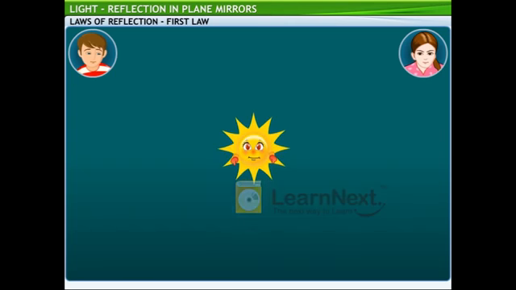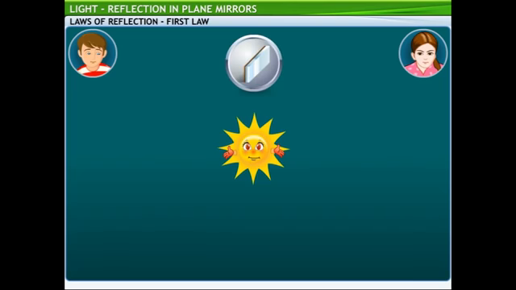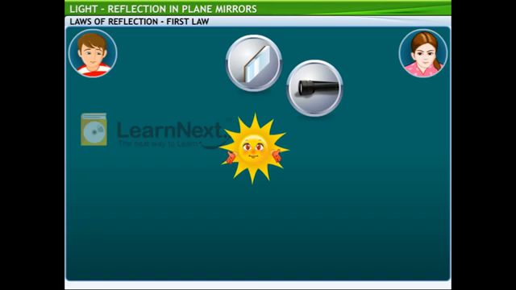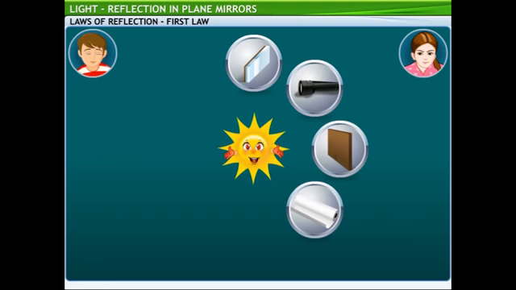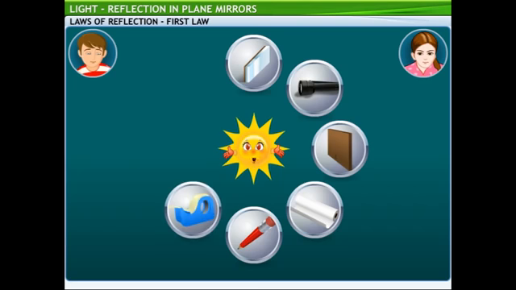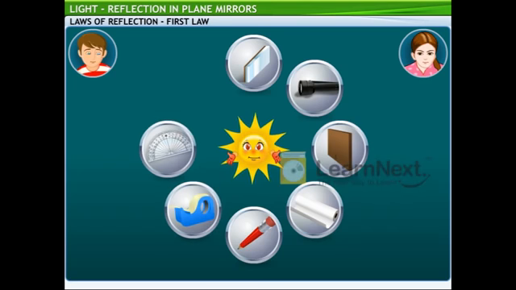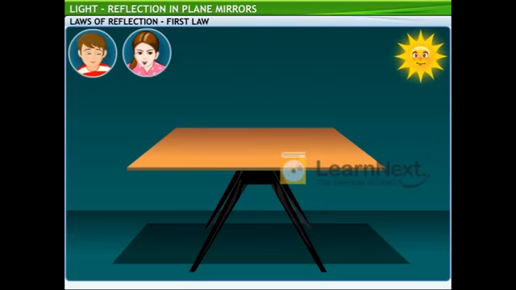We will need a plane mirror, a torch, a cardboard with a very narrow rectangular slit, white sheets of paper, pencil, adhesive tape, a protractor, and a set square. There you go. Good. Let's start with our activity.